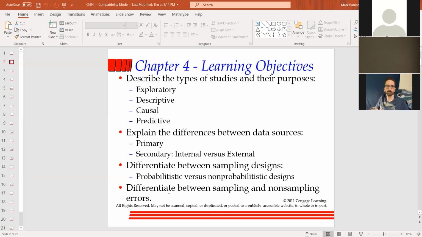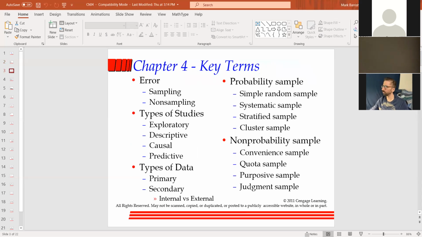So we need to differentiate between probability-based sampling and non-probability-based sampling. And we also have to differentiate the type of errors that come up through this type of sampling. We call them sampling errors versus non-sampling errors. Okay. So these are the terms that they're using in the chapter.